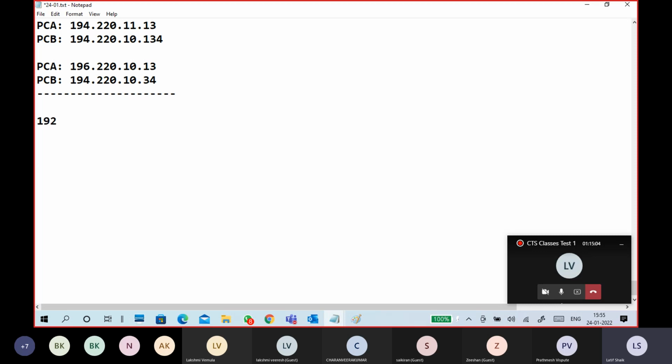So I will take 194 dot 220 dot 10 dot 0. This is the start of a network address. This is the network ID, the start of the IP addresses in this network. As I said, it's a class C, so the first three portions are constant, right? This is the first valid host, or first valid IP address.